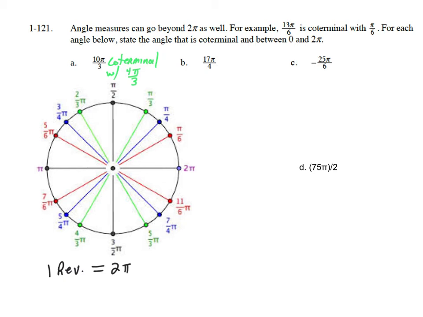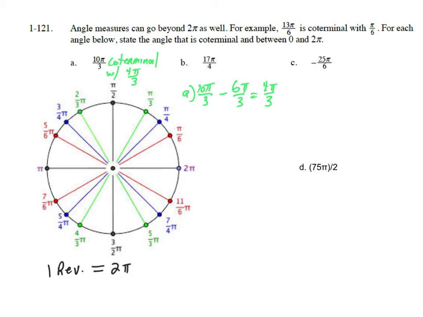So if I revisit part A, 10 pi over 3, I can remove a 2 pi. Now in terms of thirds, I can subtract a 6 pi over 3. That leaves me with my answer, 4 pi over 3, because I removed one revolution.